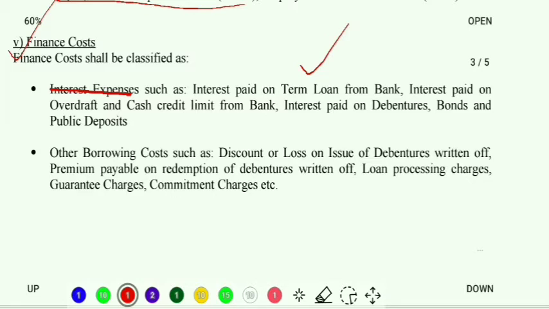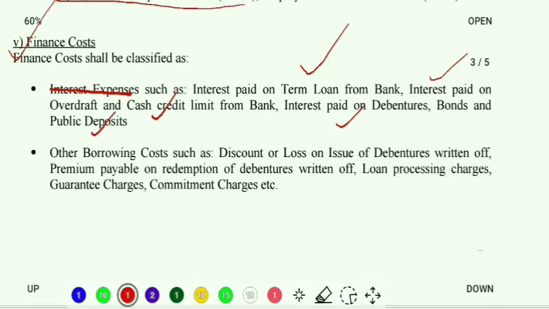If I am paying any interest on overdraft, or if I have to pay any interest on my cash credit limit, that will also come under finance cost. Okay, if I am paying any interest on debenture, public deposits, anything of that sort, that will come under finance cost. These are my expenses. Which types of expenses? It relates to the finance cost of the company, and that is why it will come under the subheading of finance cost, right?